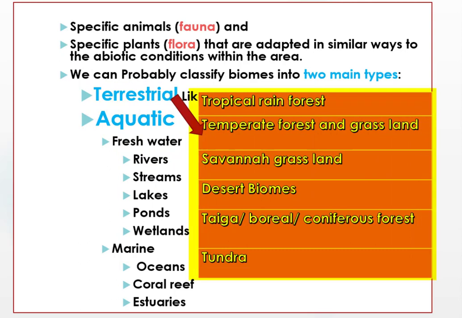Terrestrial biomes include tropical rainforest, temperate forest and grassland, savanna grassland, desert biomes that include hot desert and cold desert, taiga or boreal forest, and tundra. Aquatic biomes can be freshwater biomes and marine biomes based on their salt content. Freshwater biomes include rivers, streams, lakes, ponds, and wetlands, whereas marine includes oceans, coral reefs, and estuaries.